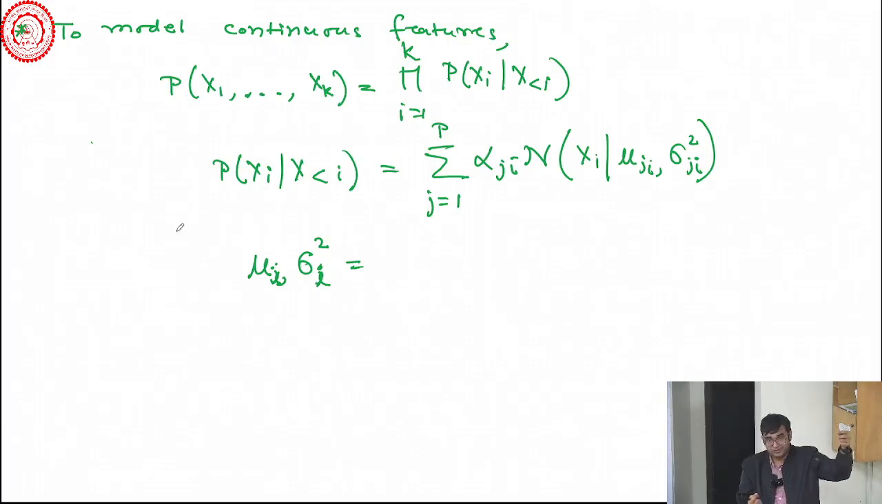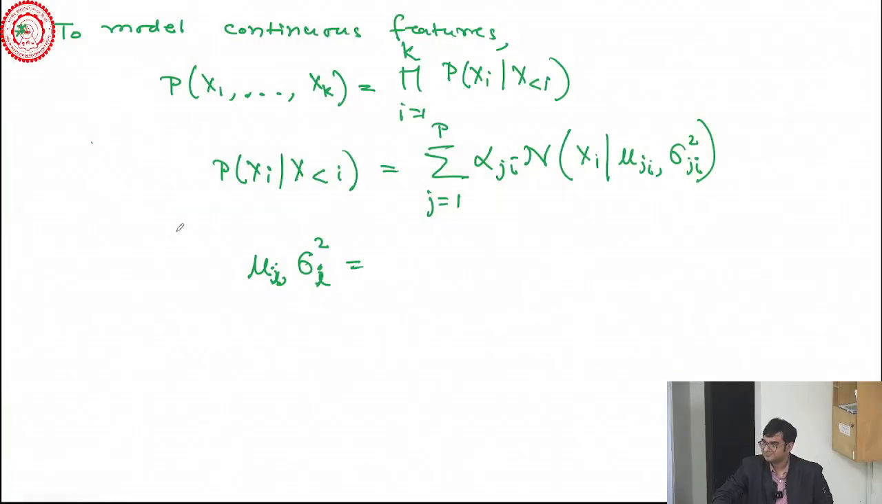Now at that location you have p components, so you have 2p parameters, mu and sigma squared per component. So that's 2p parameters, p plus p, written in this form: mu_i, which is a vector of p parameters, and sigma_i squared, which is a vector of p parameters. So you have 2p parameters. If I take alpha also, then I will have 3p parameters. Is this clear?